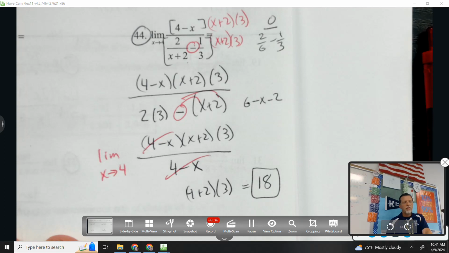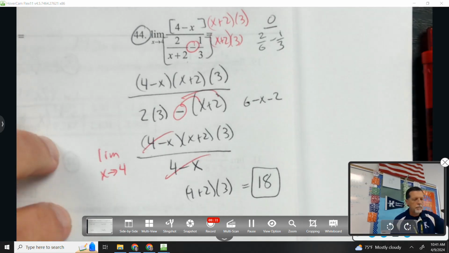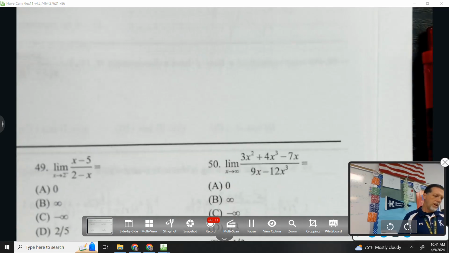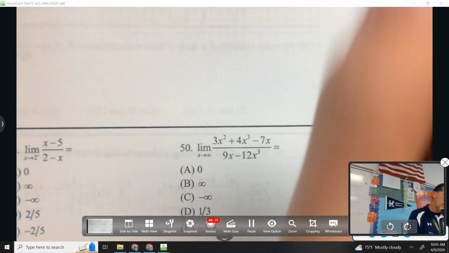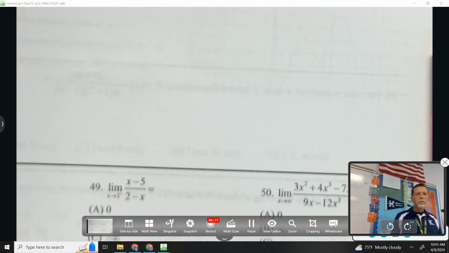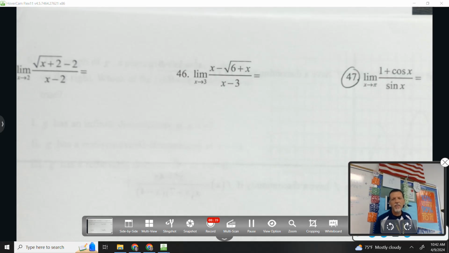So we've seen a factor and reduce one. Now we saw a fraction and reduce one. Skip the next two. Oh, we're passing over the conjugate ones. Oh, I say that. 47 might be a conjugate one as well.